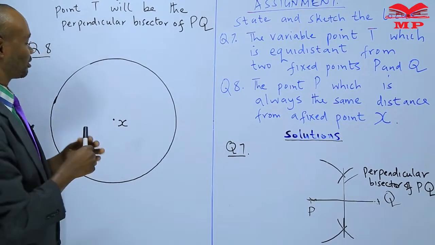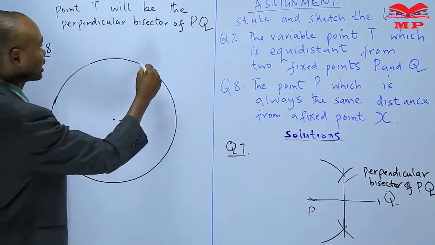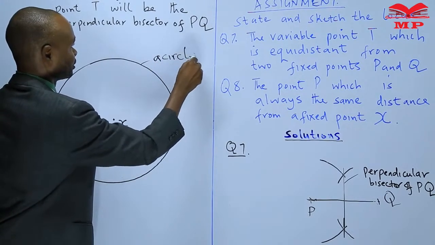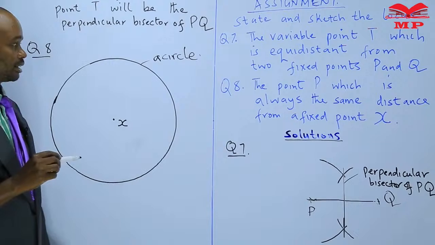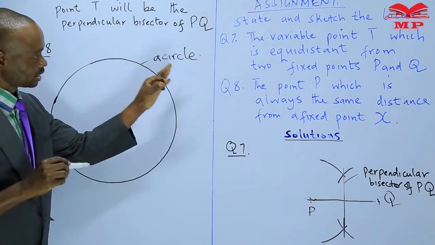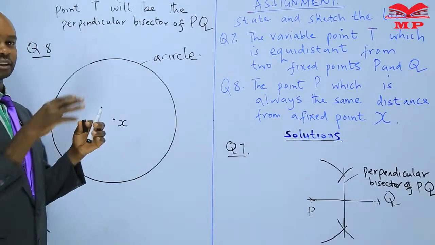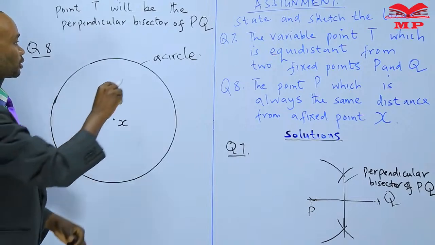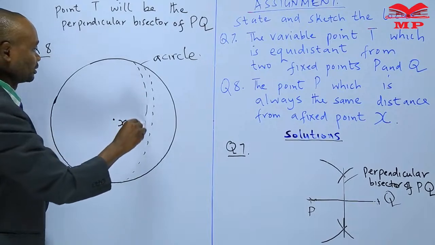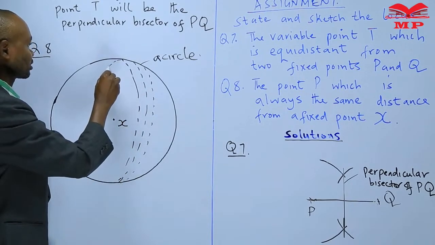So one of the paths the point will take is what? What can you see on the board? Everybody knows that is a circle. That is one of the paths that variable point P will take. But the point is free. You are free to turn it in 3 dimensions. So it is even able to take up other paths.